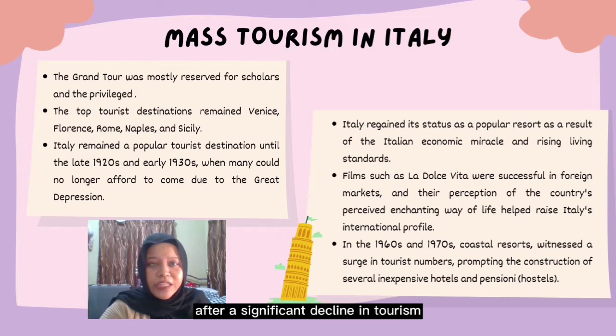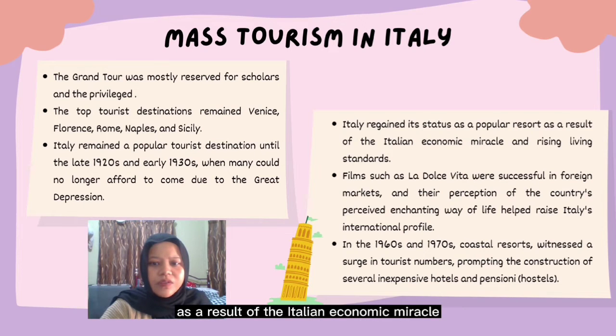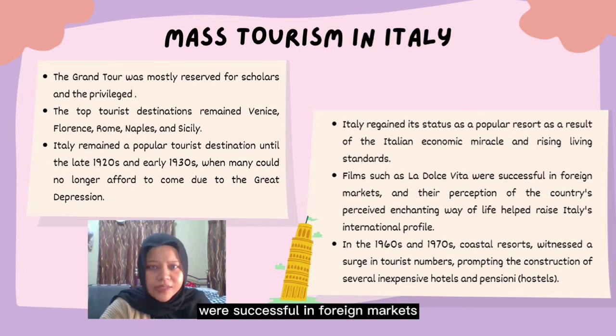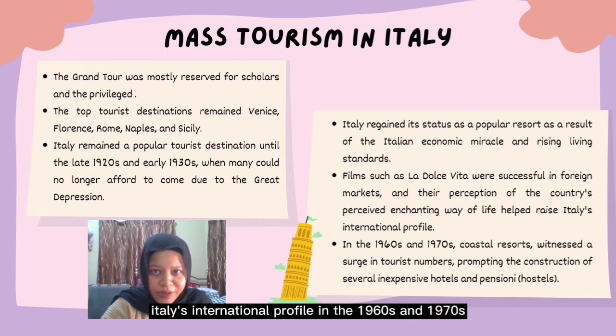After a significant decline in tourism beginning around 1929 and lasting through World War II, Italy regained its status as a popular resort as a result of the Italian economic miracle and rising living standards. Films such as La Dolce Vita were successful in foreign markets, and their perception of the country's essential way of life helped raise Italy's international profile.